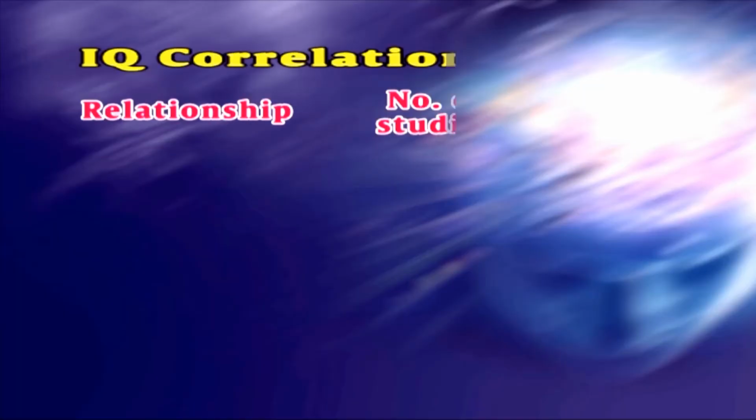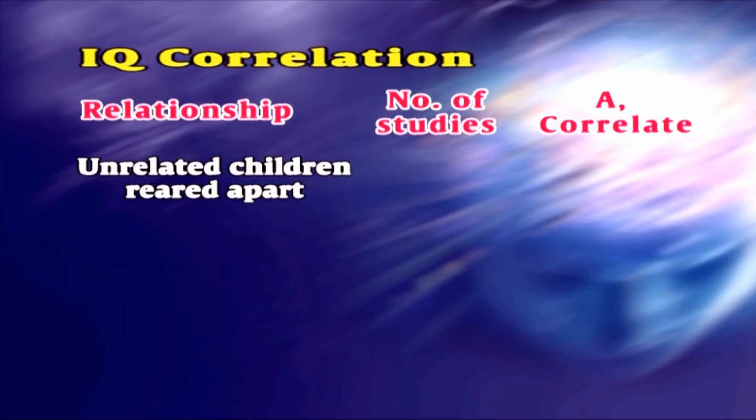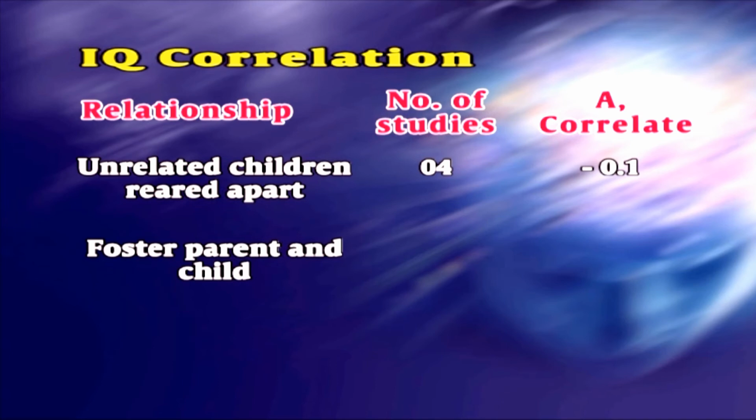A fairly exhaustive review of the literature revealed IQ correlations. We have a table here, Table 1 on IQ correlations. First is unrelated children reared apart, and 4 studies are there, and the correlation has been found as 0.1. Then we have foster parents and their children. Again, there are 3 studies, but their correlation is 0.2.